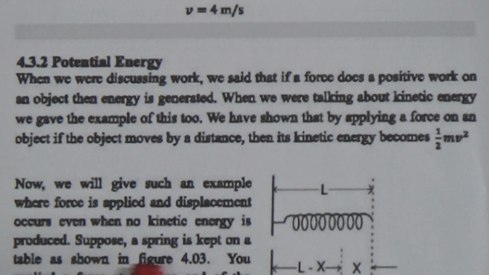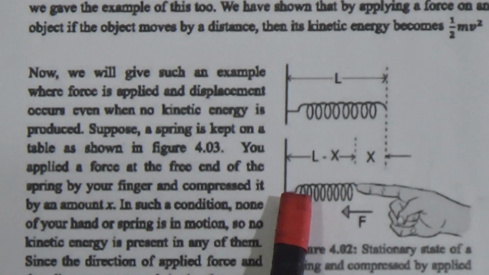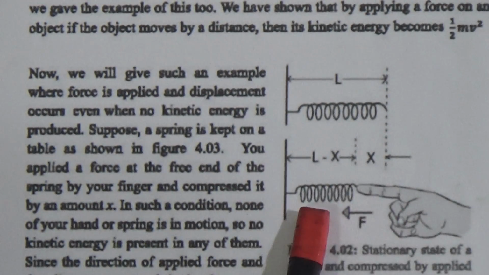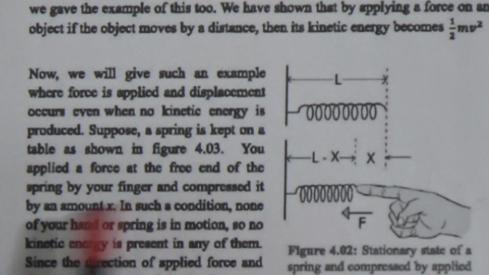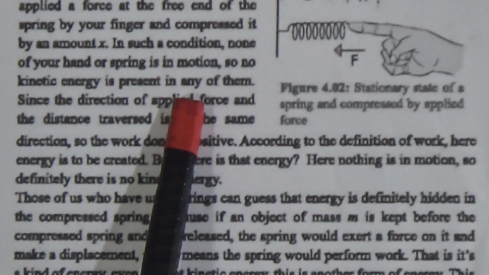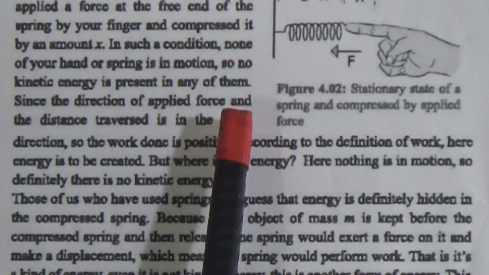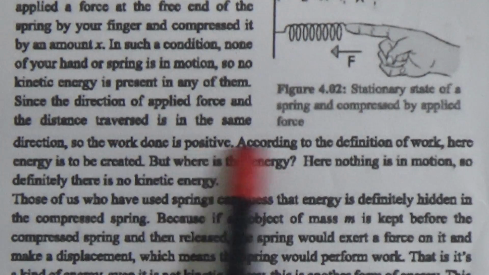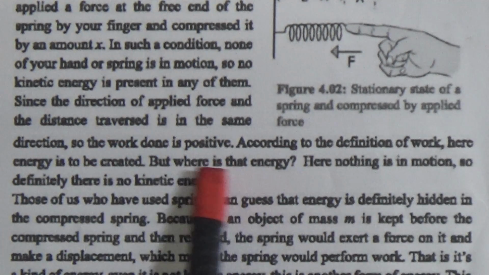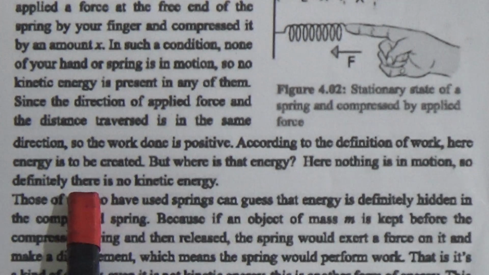produced. Suppose a spring is kept on a table as shown in the figure, and you apply force at the free end of the spring with your finger and compress it by an amount x. In such a condition, neither your hand nor the spring is in motion, so no kinetic energy is present in them. Since the direction of applied force and the distance traversed are in the same direction, the work done is positive, and according to the definition of work, energy is to be created.